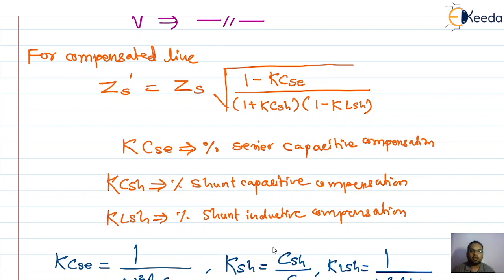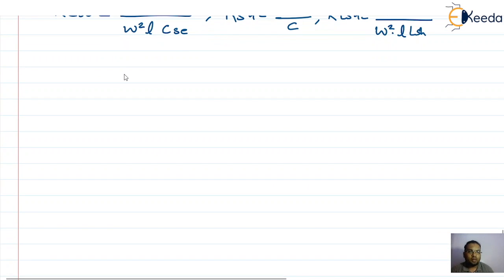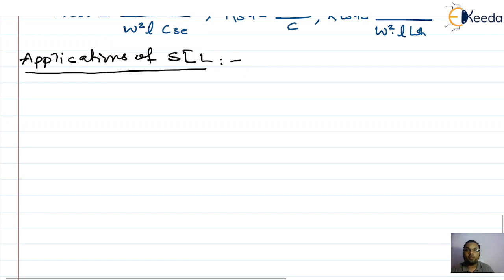Now we have got the idea what is surge impedance and what is surge impedance loading. Let us discuss the applications of the surge impedance loading. If we talk in terms of voltage stability, this is very important. If you want to maintain a flat voltage profile, then we can go with the surge impedance loading. So now we are going to discuss where it is going to be useful.